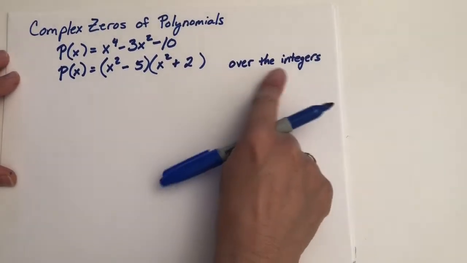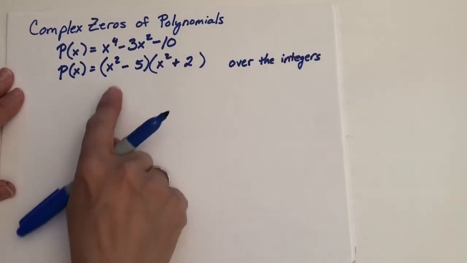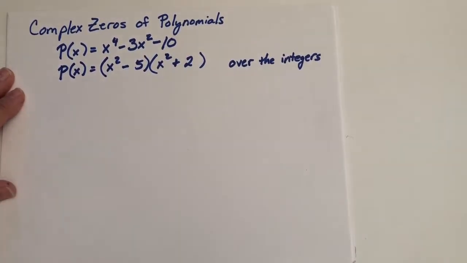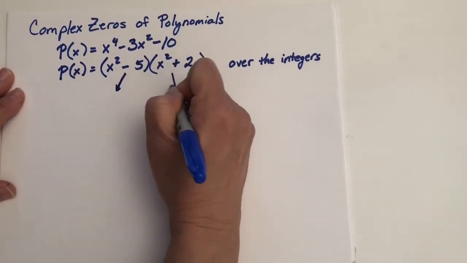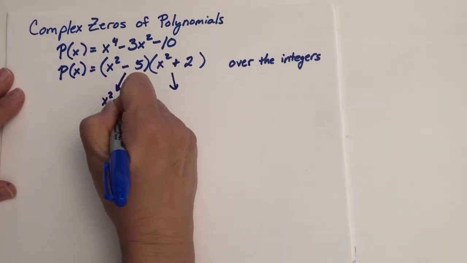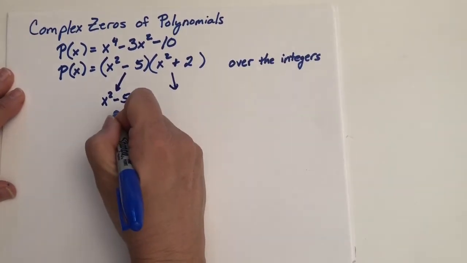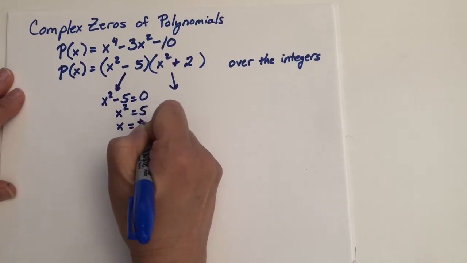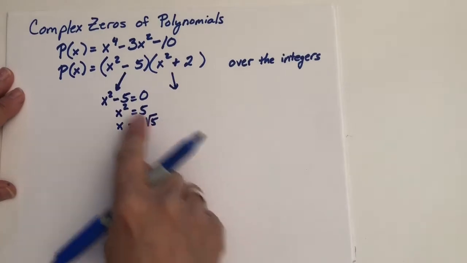But that's if we were talking about integers. Let's explore this a little bit more. Let's find the zeros for this polynomial. And now let's not just restrict ourselves to integers. We know we could find the zeros by setting each of these factors equal to 0. So this one would give us x squared minus 5 equals 0, so we would have x squared equals 5. So x equals plus or minus the square root of 5 are the zeros that come from this factor.